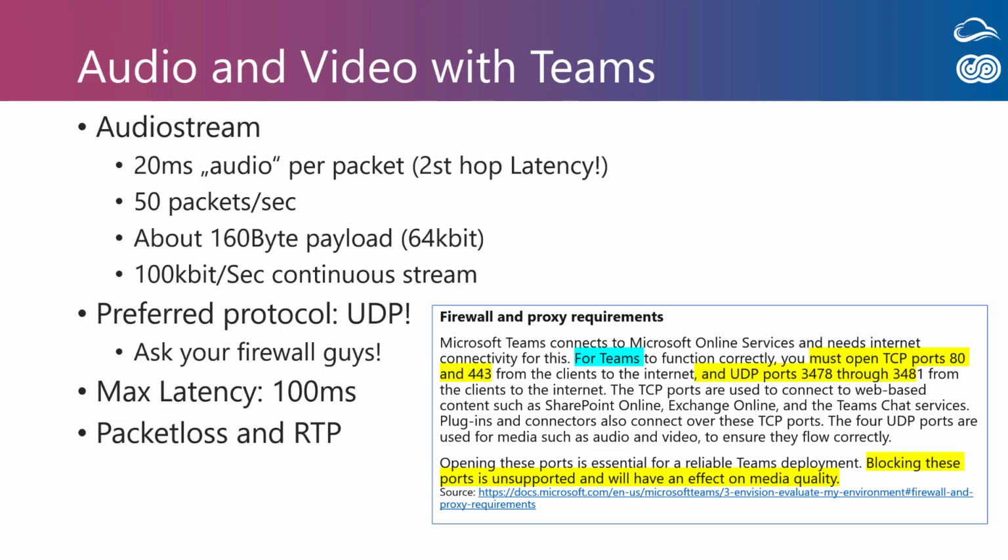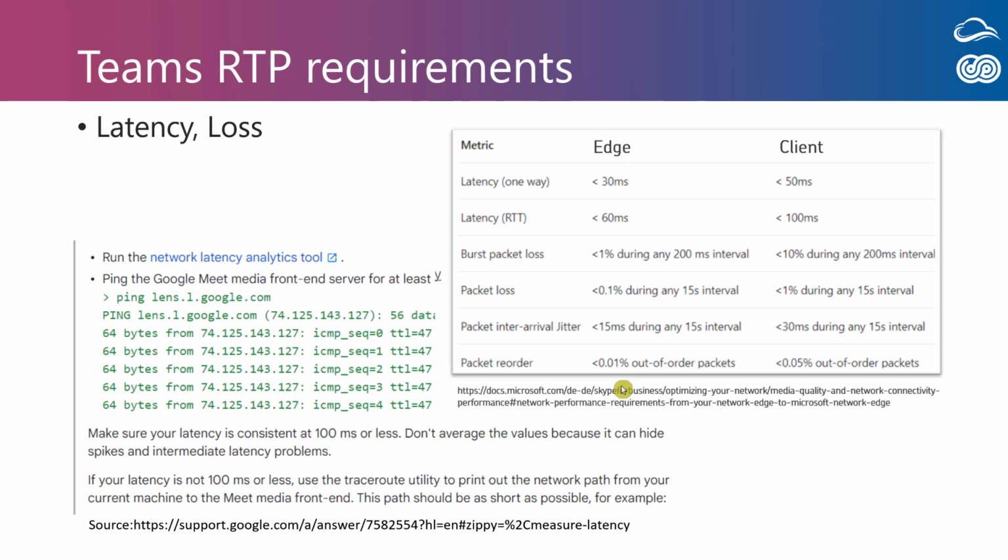I told you a lot about TCP already, about Teams, RDP, UDP, all of that stuff. There's a clear statement from Microsoft. UDP ports should be open. Blocking these ports is unsupported. Now you can go into battle with your security officer and your firewall guy. Do you want to run an unsupported state or do you want a working state? Things like that. And also there are other limitations, like latency should be less than 100 milliseconds.